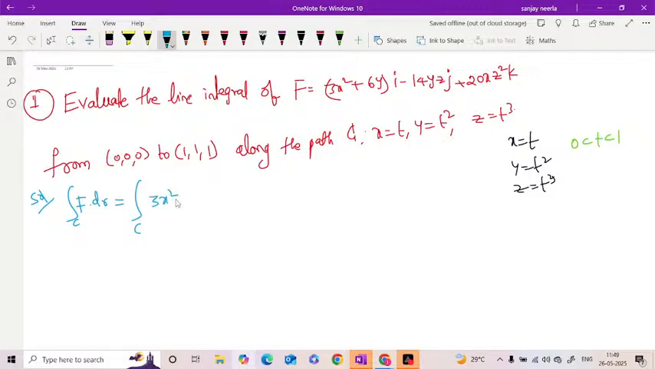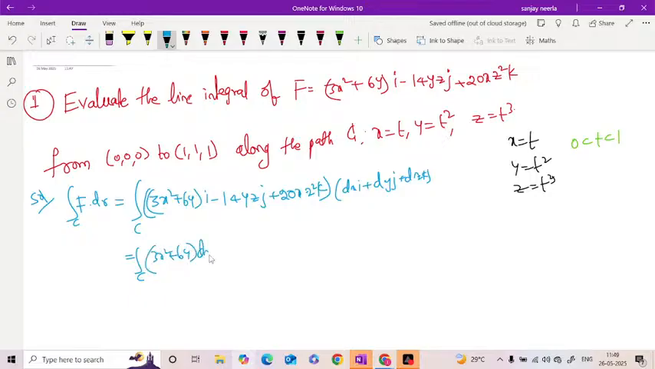So 3x² + 6y, minus 14yz j, plus 20xz² k, into dr. Here dr means dx i plus dy j plus dz k. After writing the integral, we directly write 3x² + 6y into dx, minus 14yz into dy, plus 20xz² into dz. Directly we can write this step also.